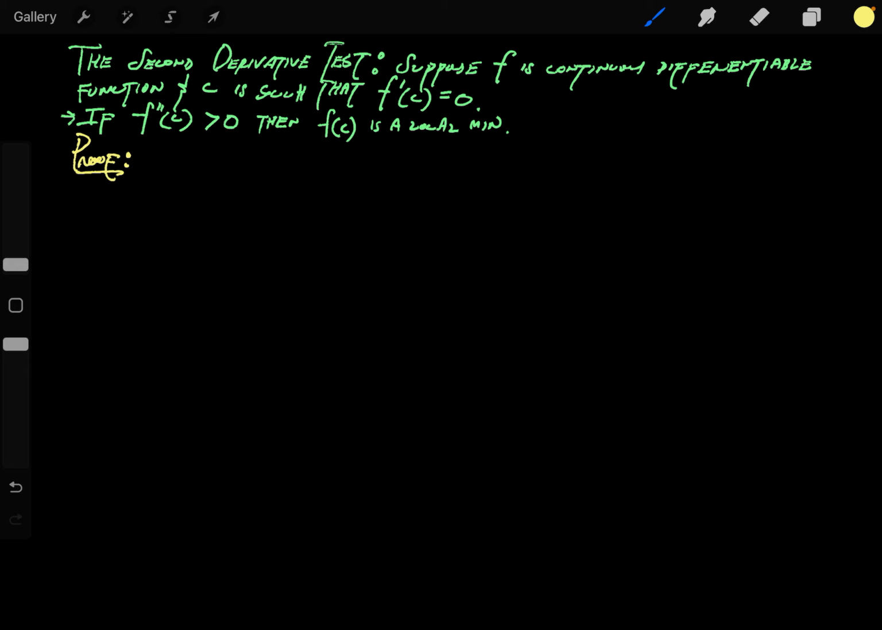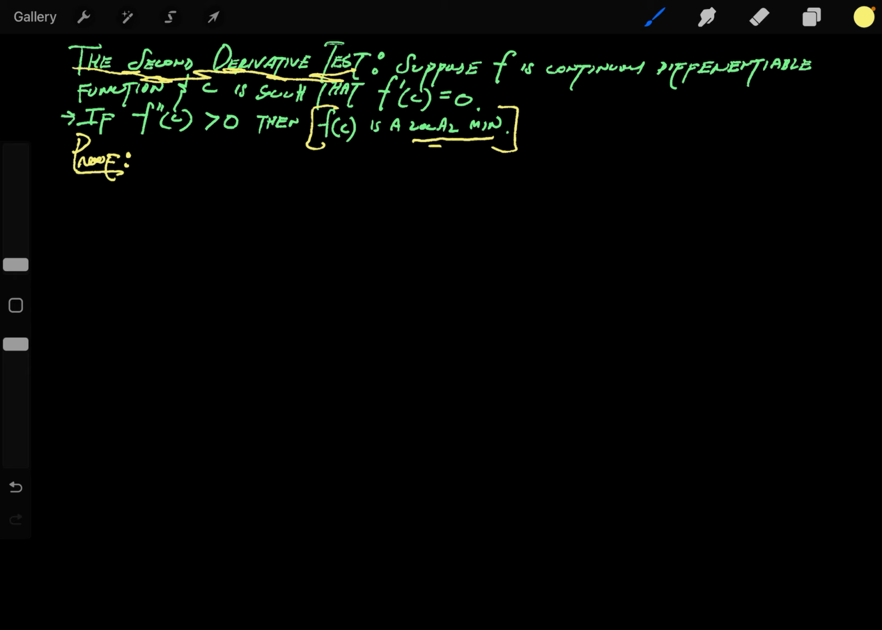Okay, so now we're going to prove the second derivative test, which basically says that if you have that the first derivative is 0 at some c, and you also have that the second derivative is positive, then you'll know that this c value is a local minimum.